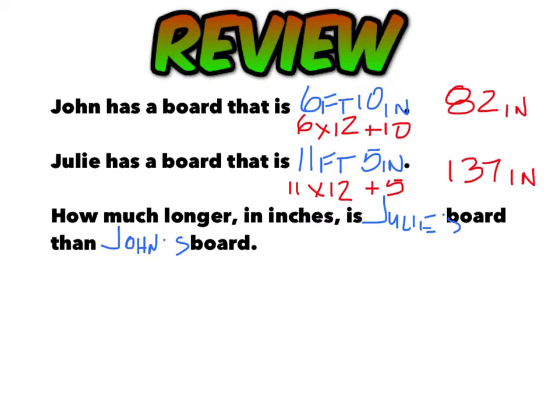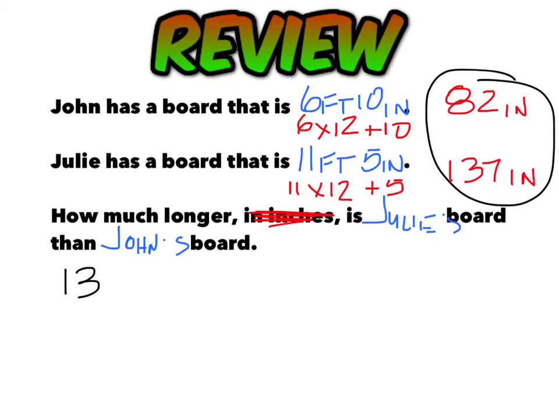Okay, they're both in inches. Now what do I do to them? Do we add them? Subtract them. We subtract them, yes. We subtract because you're trying to find out how much longer one is from the other one. And the direction here said in inches, but I'm looking for feet and inches. Okay, so these two numbers, subtract 137 minus 82. What is that? It is 55. 55 inches is how much longer Julie's board is than John's.